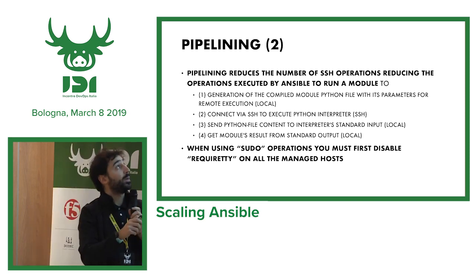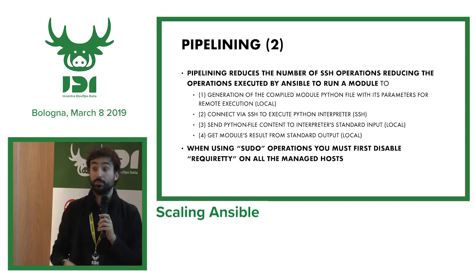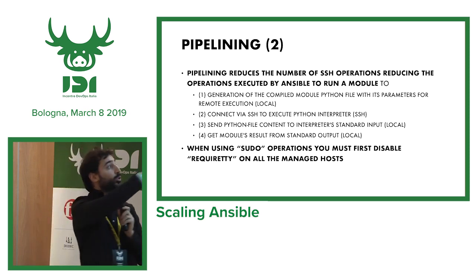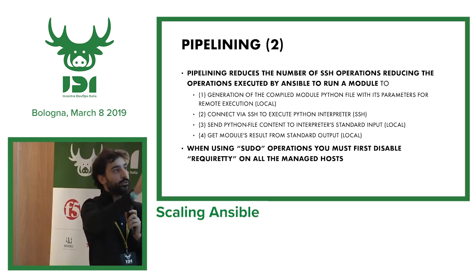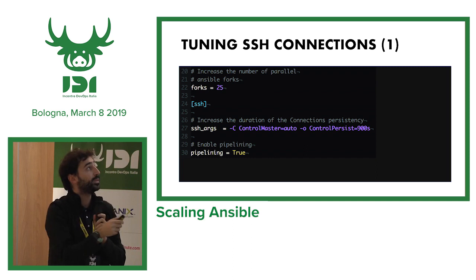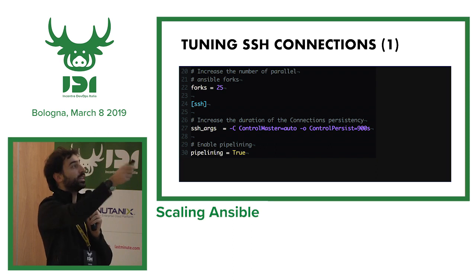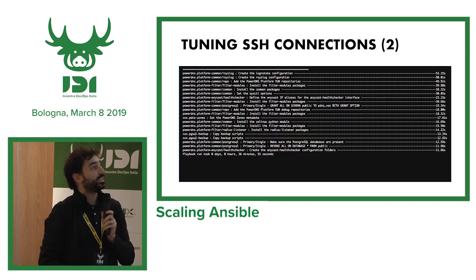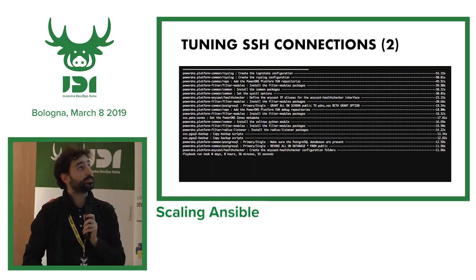There is a mode called pipelining that I really suggest you explore, which reduces this, essentially using pipes. There are some drawbacks when you have requiretty on your sudoers, because you cannot use it, but it's very, very useful. This is the configuration we run here, so the one before plus this snippet. Even if we have only 9 hosts, so we are not going to use everything, increasing the ControlPersist and enabling pipelining brought the run from 45 minutes to 36 minutes, so 9 minutes less. This already improved the execution a lot.